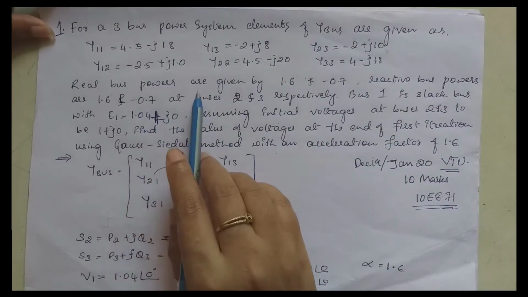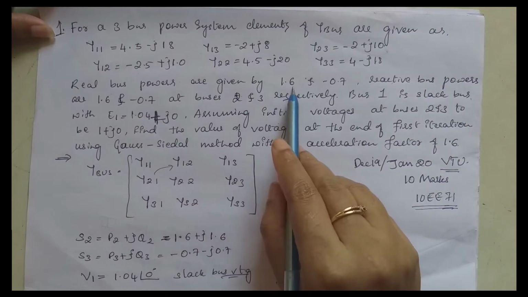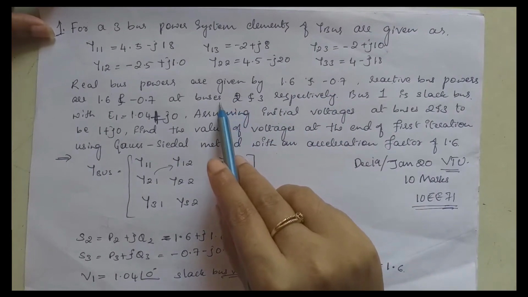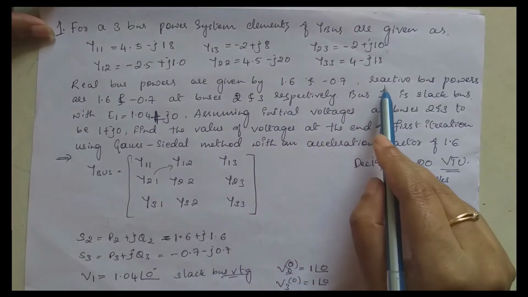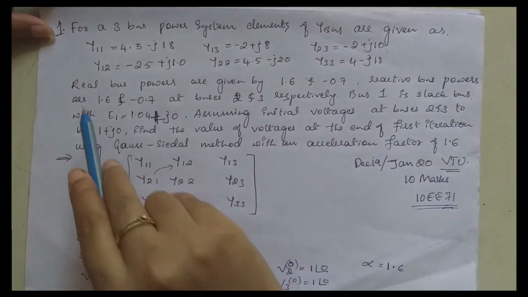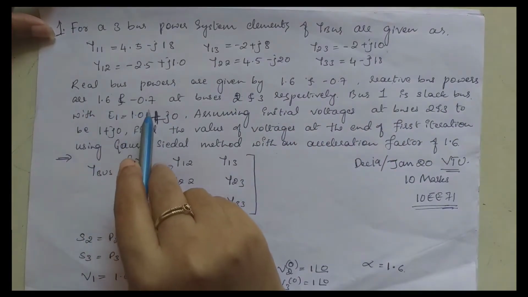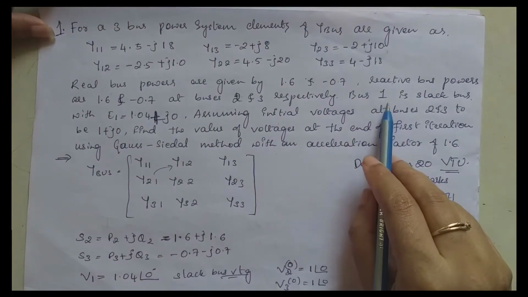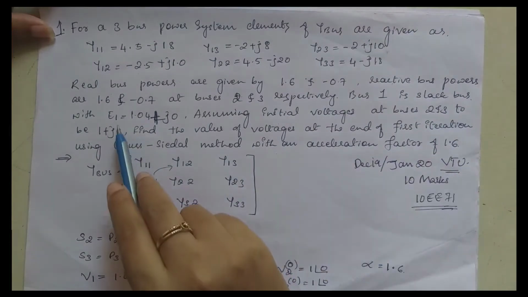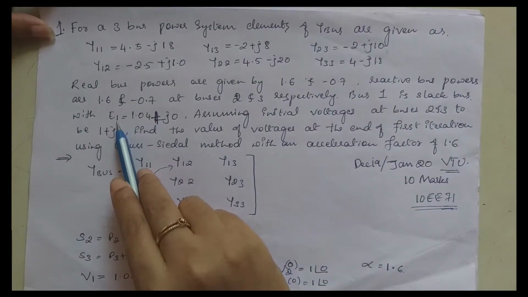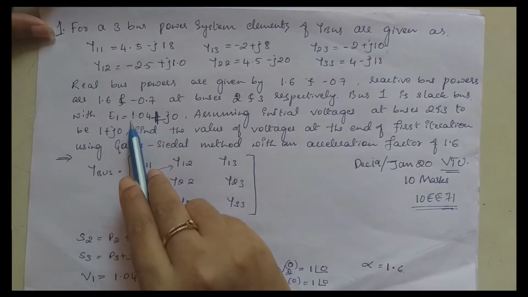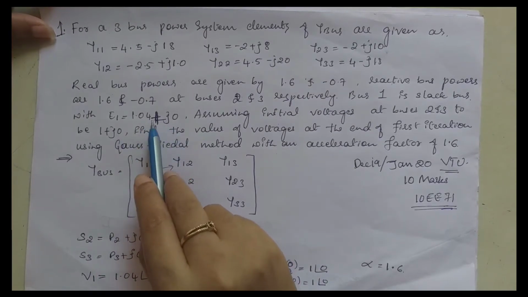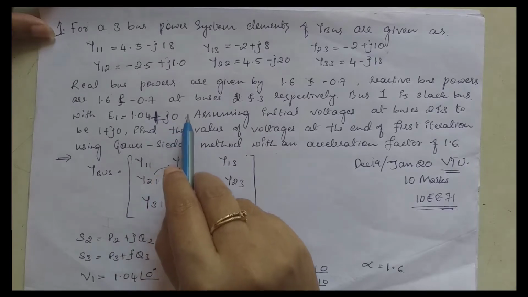Real bus powers are given by 1.6 and minus 0.7 at buses 2 and 3 respectively. Reactive powers are 1.6 and minus 0.7 at buses 2 and 3 respectively. Bus 1 is a slack bus with E1, which is also equal to V1. V1 is equal to 1.04 plus j0, that is 1.04 at an angle 0.